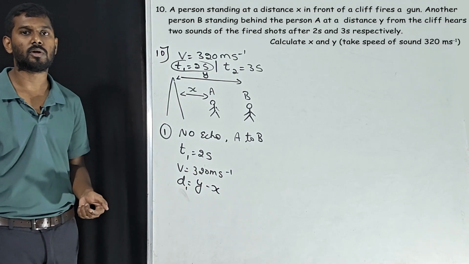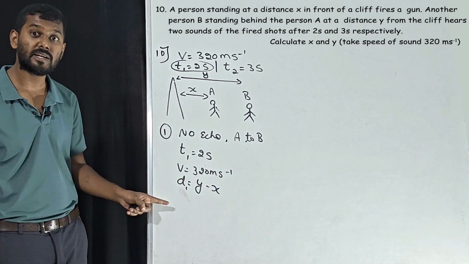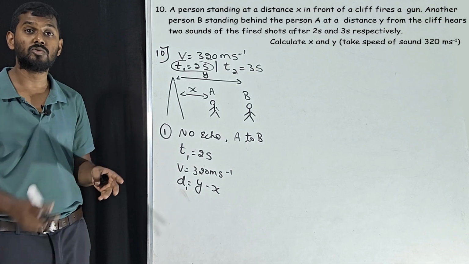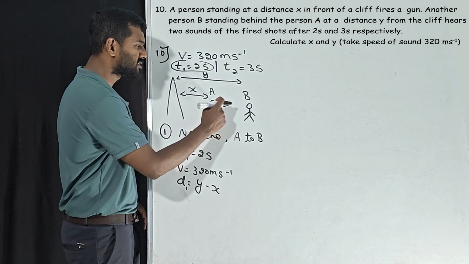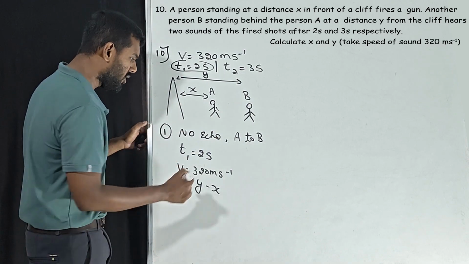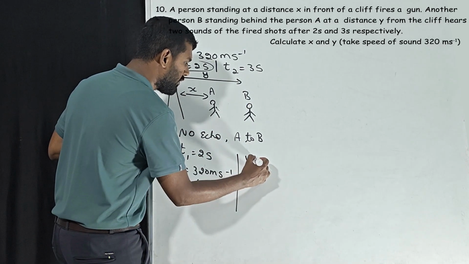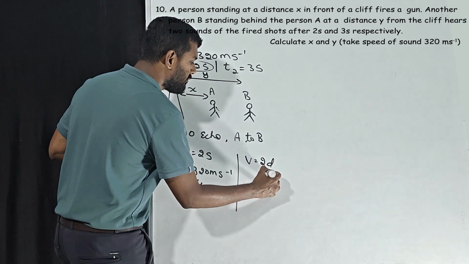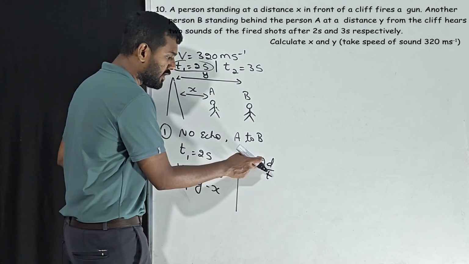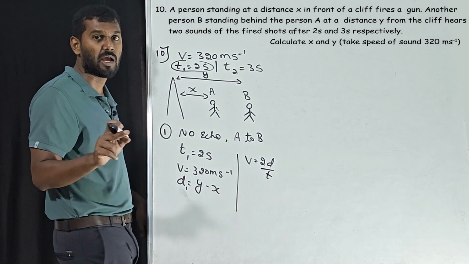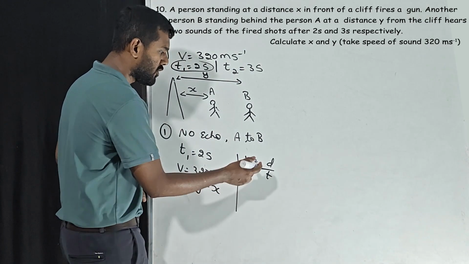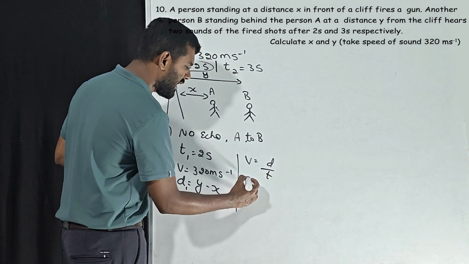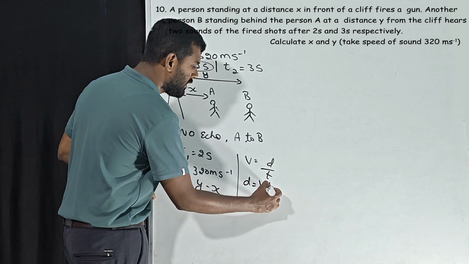So this is very much important, and we know this is not related to echo, so we should not use v is equal to 2d by t, because the sound is traveling directly, right? No echo, so we should not use v is equal to 2d by t. We should not use this formula. This 2 will come only when there is an echo. We know there is no echo, so we have to remove this 2. So we need to find this distance, right? So d is equal to v into t.